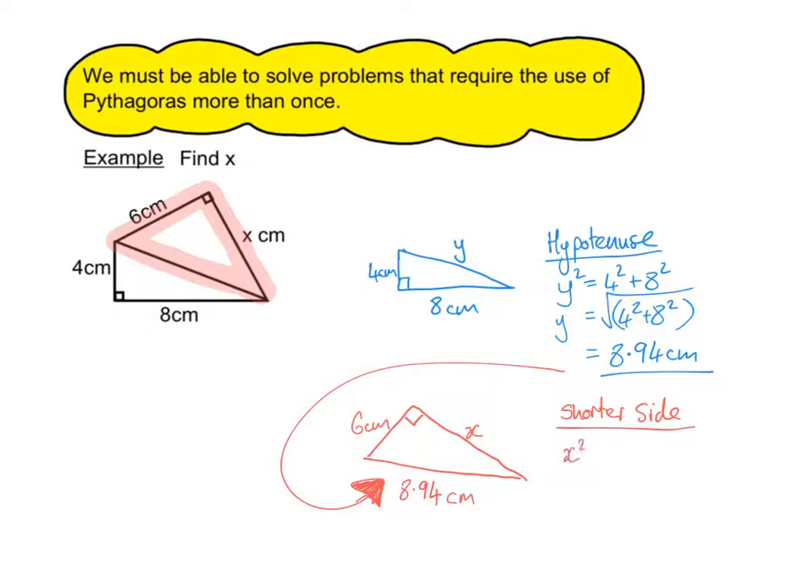So x squared equals, and remember on a shorter side question we're going to be doing subtraction, so 8.94 will have to go first, that's squared. Take away 6 squared, x equals the square root of all of that. Again, use your brackets there. 8.94 squared, take away 6 squared, and type it all into your calculator, brackets and all, and that's going to give us 6.63 centimetres.